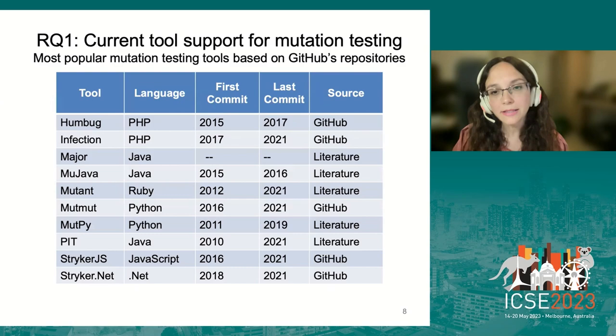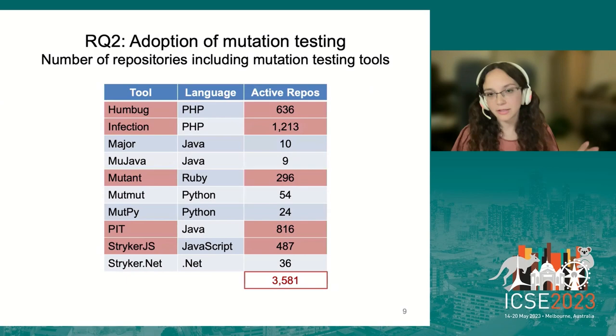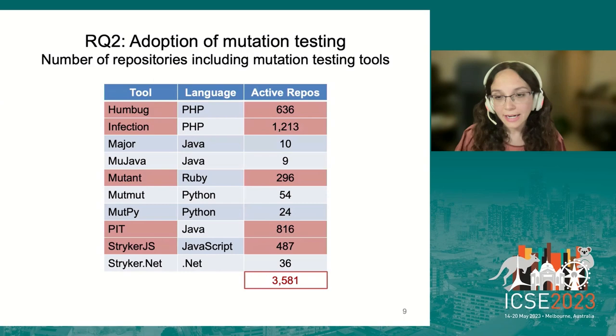This table shows the top 10 most popular mutation testing tools based on the number of GitHub repositories, including evidence of their use. This part addresses research question two by studying the number and general features of the GitHub repositories, including evidence of use of the 10 mutation testing tools under study, those found in a larger number of repositories. Regarding the number of active repositories, Infection is by far the most popular tool, followed by PEATS, HAMPAT, StrikerJS, and Mutant.